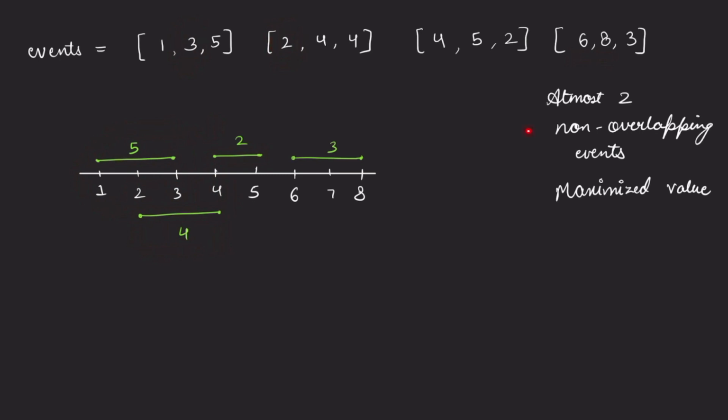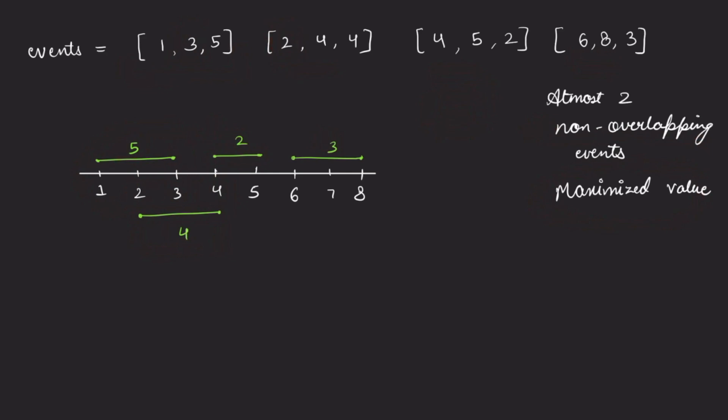So we need to find at most two non-overlapping events such that we maximize the value that we are getting. Now how are we going to solve this? The number of events given to us in the question is up to 10 to the power 5. The constraints are 10 to the power 5, so we cannot go O(n squared). If we could go n squared, we could consider every event, compare it with all other events, and wherever the events are non-overlapping, find the sum of their values and maintain the maximum. But here we cannot go n squared. We will have to think of some other solution.